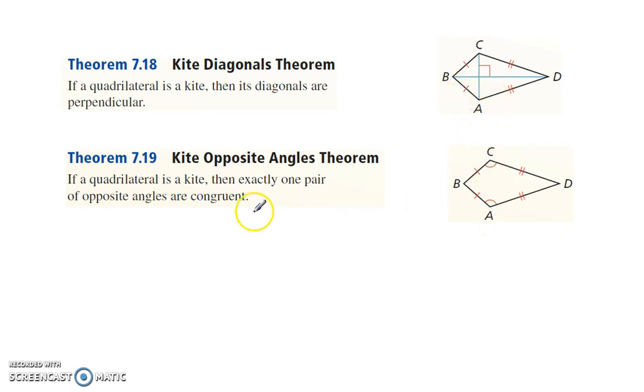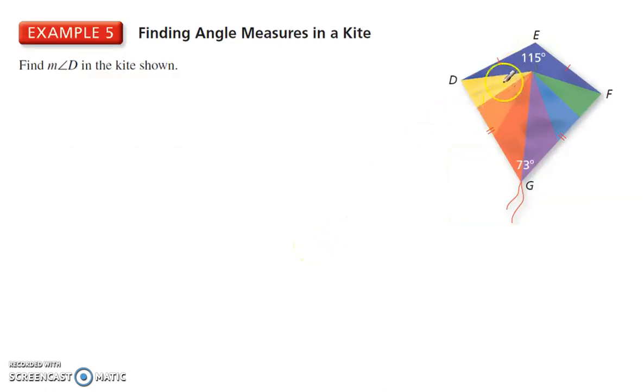Also, in a kite, there is one pair of opposite angles, the ones in between the non-congruent sides, and those two are congruent. So, if we want to find a measure here, we know that these two are not congruent, which means these two have to be congruent. So together, all of these would add to 360.